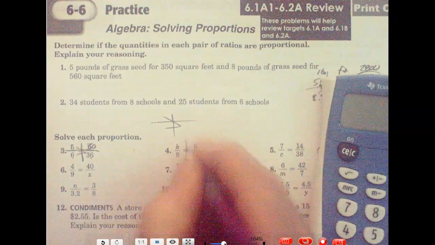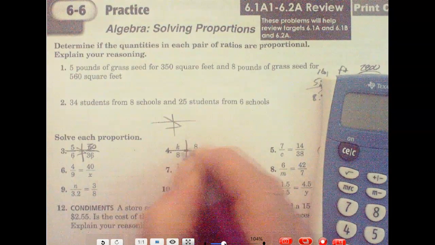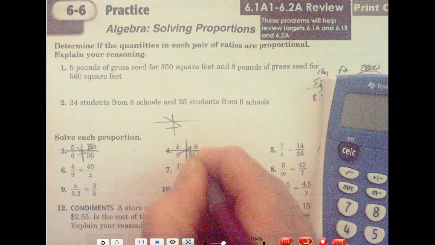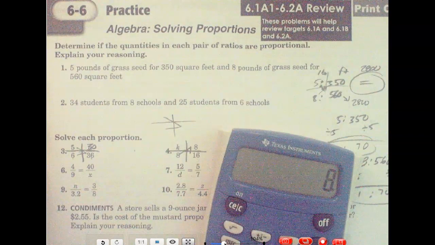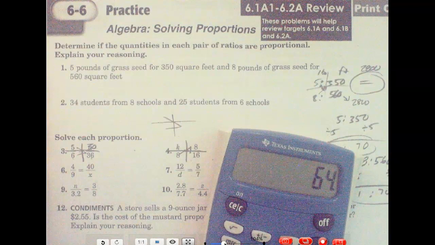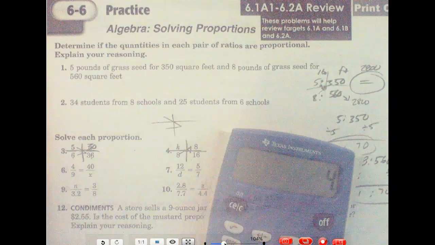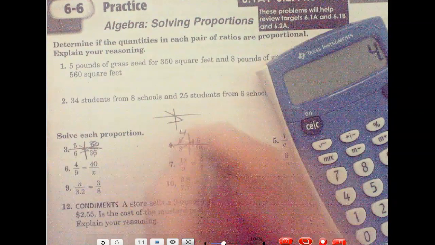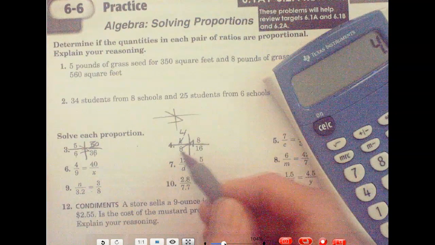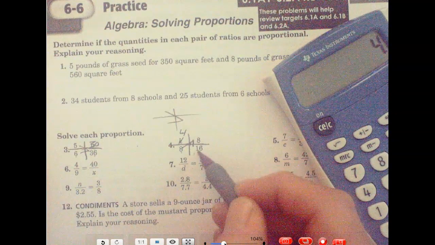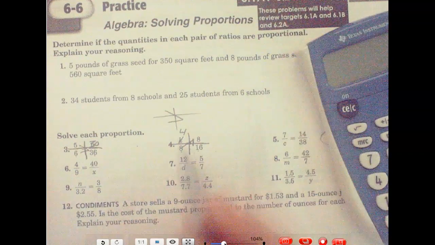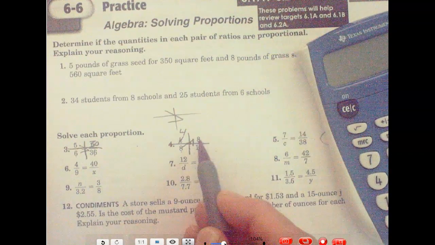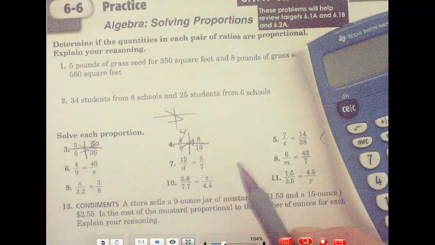Let's take a look at this one here. This time you can go up if you want, or come down, as long as you multiply diagonally. So 8 times 8 is 64. I'm going to divide that by 16. We get 4. And this one here, you can really see it: 4 out of 8 is like 8 out of 16. Now that's thinking about them as fractions. Let's think of them as ratios. 4 is to 8 as 8 is to 16. Yeah, sure, it works both ways too, doesn't it?